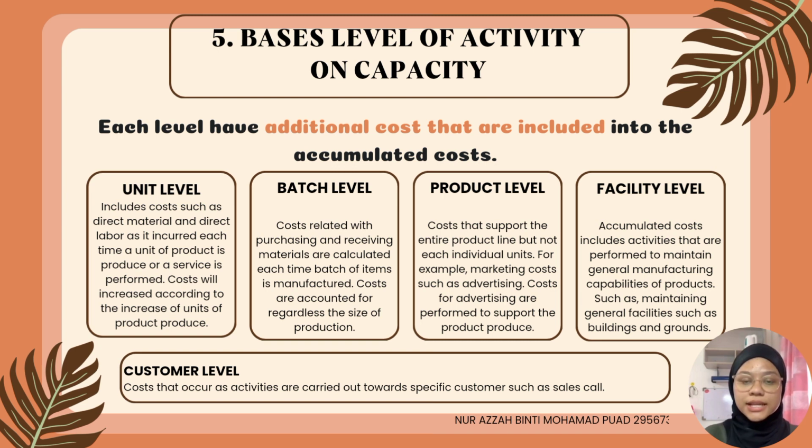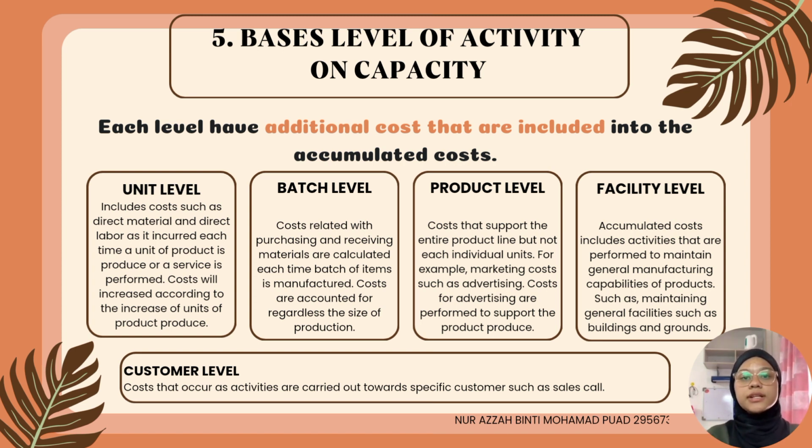Firstly, unit-level activities include costs that occur every time a unit is produced or service is performed, such as direct material, direct labor, sales commission, and other costs that are commonly counted when a product is produced. At this level, company costs will increase as per the increased units of production. Hence, this cost should not occur if no unit of production is produced. Unit level is the lowest level in the cost hierarchy of ABC as stated before.